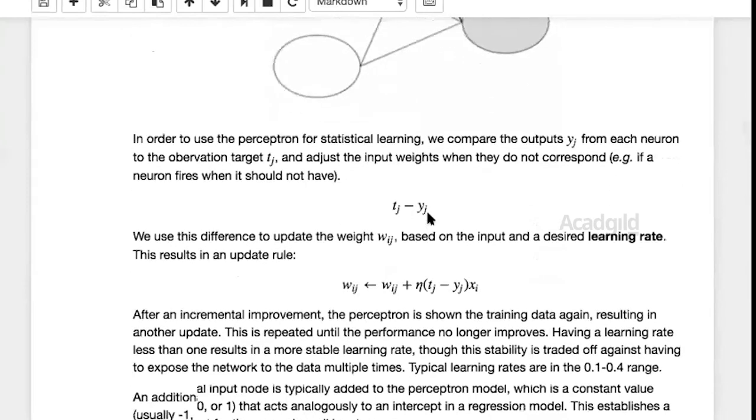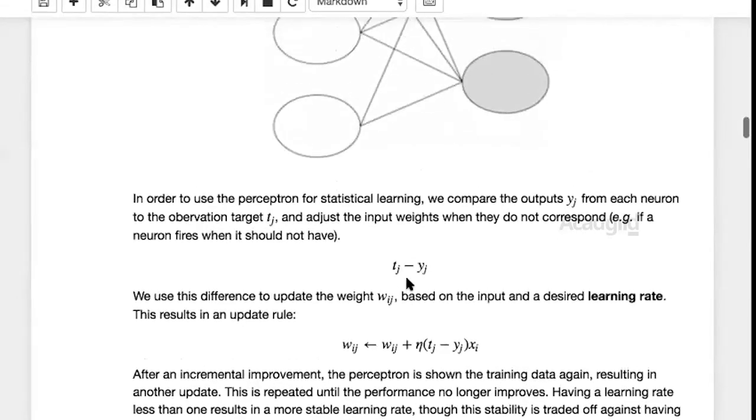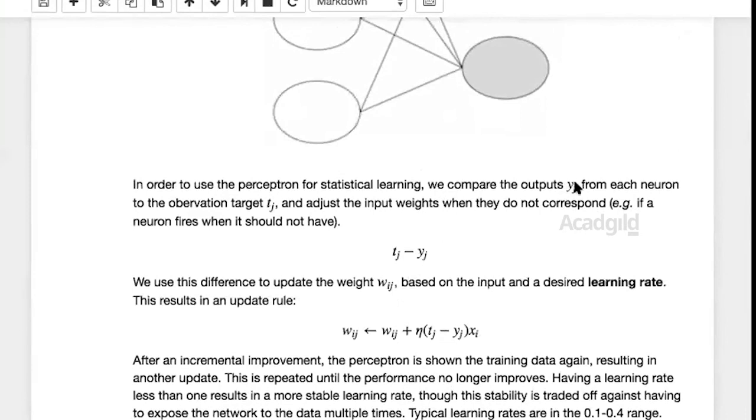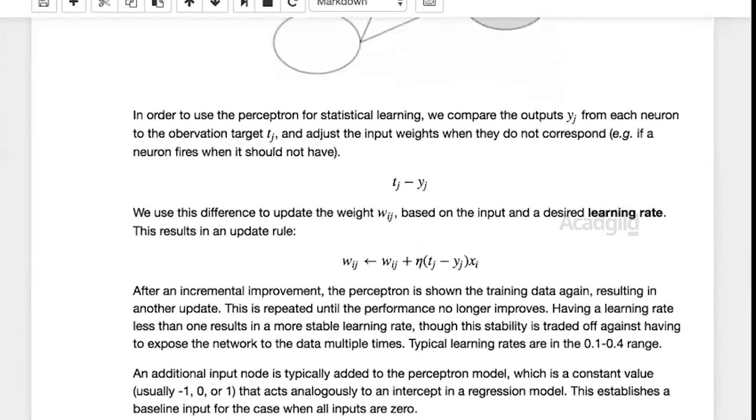I'll tell you what is really important here. This is where it will get a little interesting. The way a simple perceptron or a learning algorithm is built is, we first compare the outputs Yj from each neuron to the observation target Tj and adjust the input weights when they do not correspond. That difference is calculated as Tj minus Yj. We use this difference to update the weight based on the input and the desired learning rate. This results in an updated weight. This is very important to understand, how a weight is updated. Why it's done so is the science behind artificial neural networks.